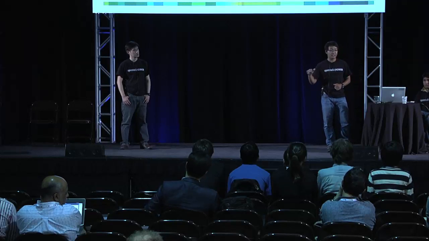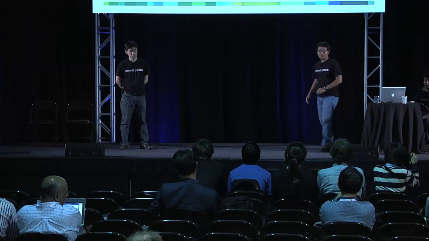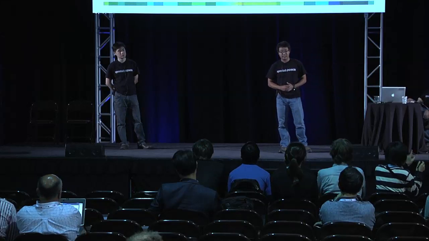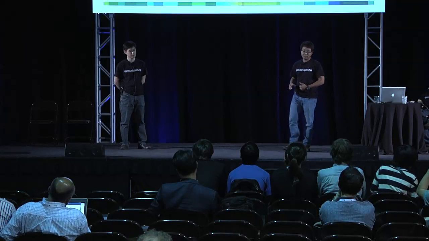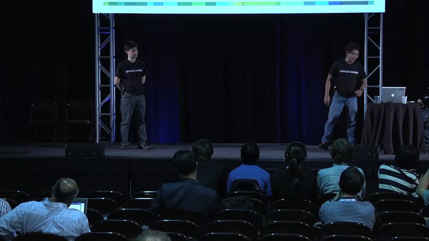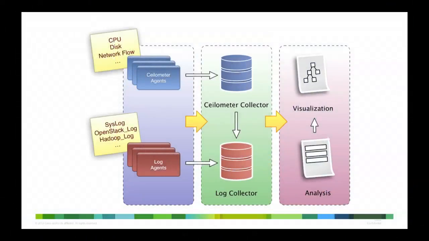So we believe these three things are three steps that we're going through. The first step will be data gathering, the second step will be data storage and statistics, and the last step will be data analysis and visualization. So here we present you our architecture of the three steps. On the left side is the data gathering. We're going to expand it a little bit in the next slide.